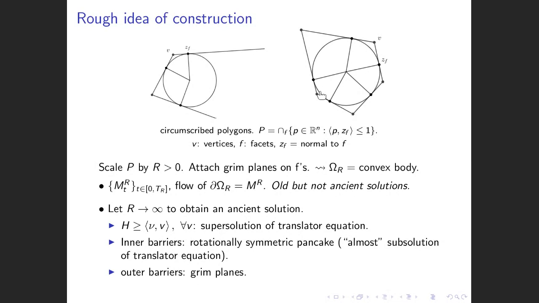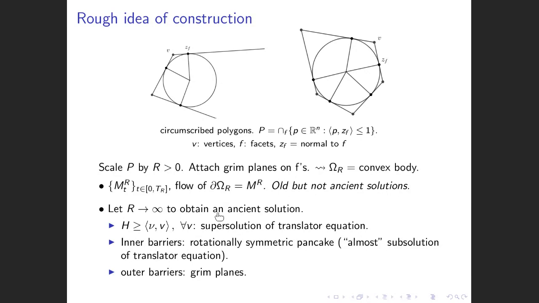As you attach the grim planes, you create a convex body, which is not going to be smooth, but mean curvature flow is nice enough that it can flow these and they immediately become smooth. You do this starting with something of length, let's say r. You create a solution which is old but not ancient, meaning that it lives for more and more time as r goes to minus infinity. So the idea is to take a limit as r goes to infinity to obtain an ancient solution.